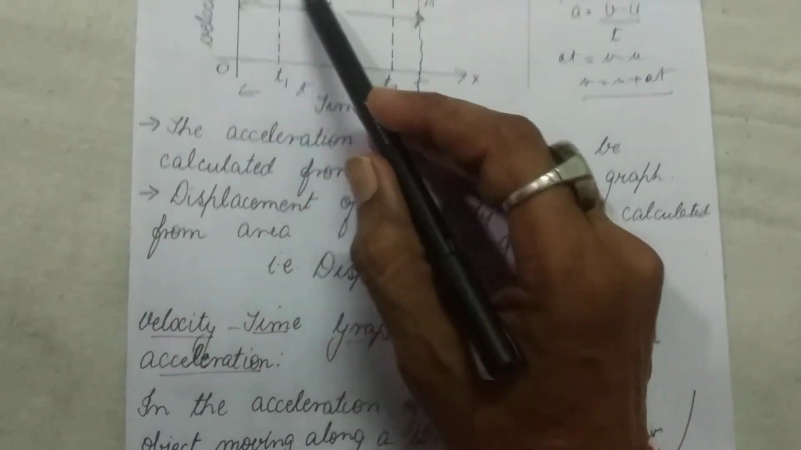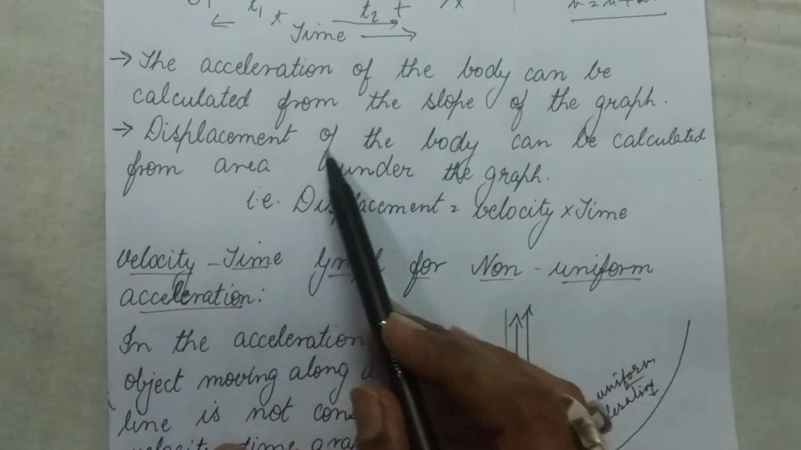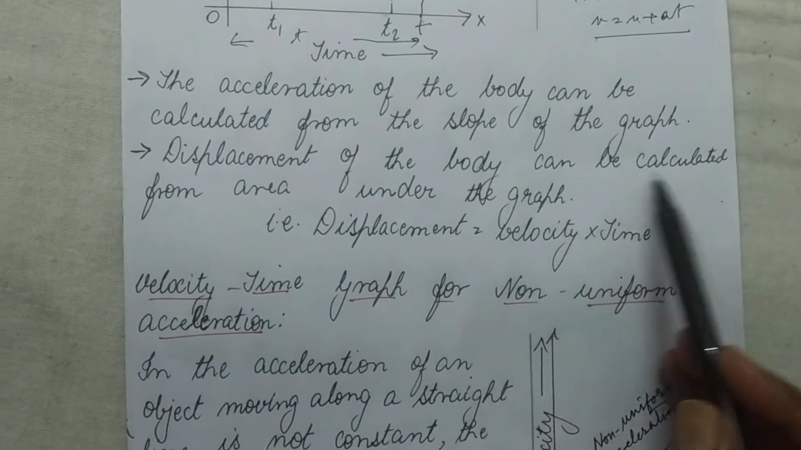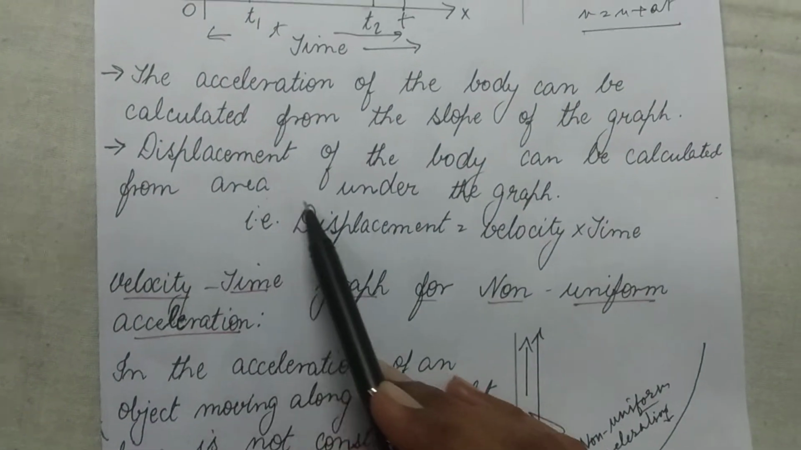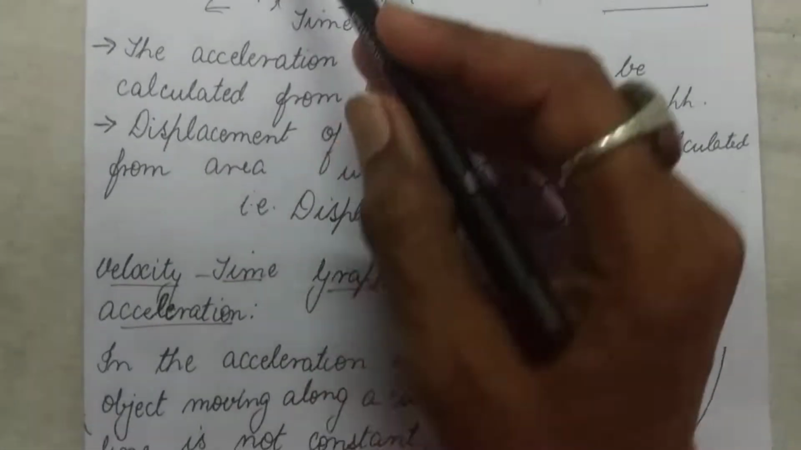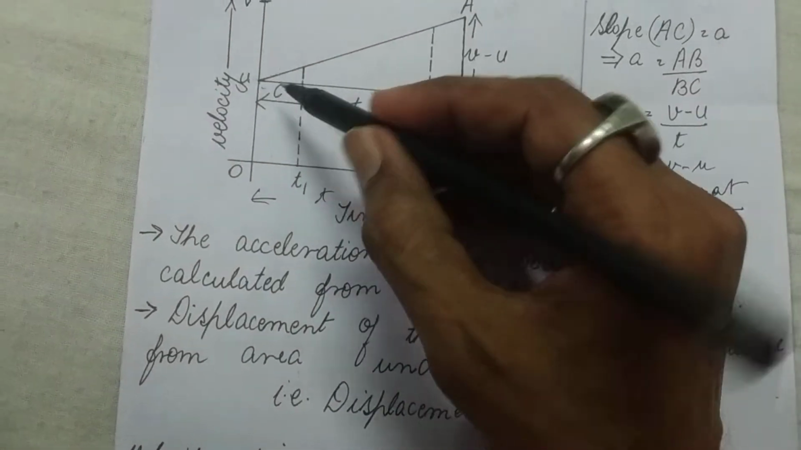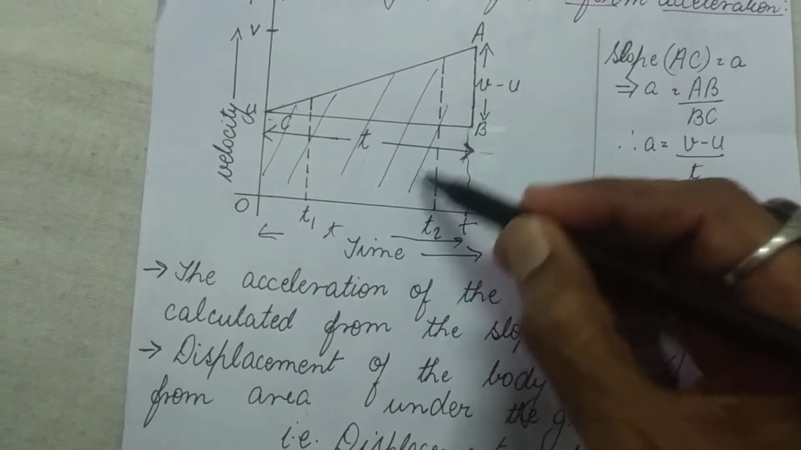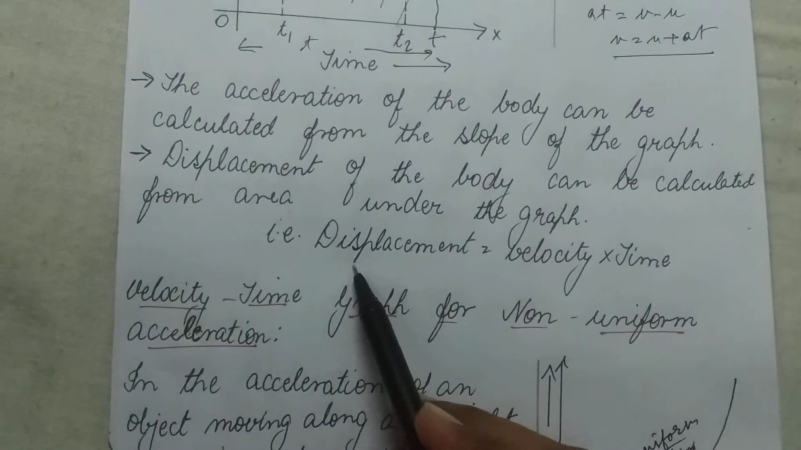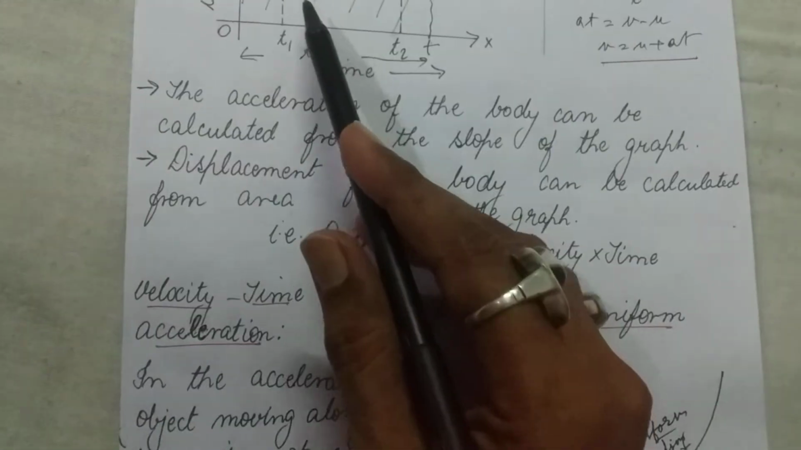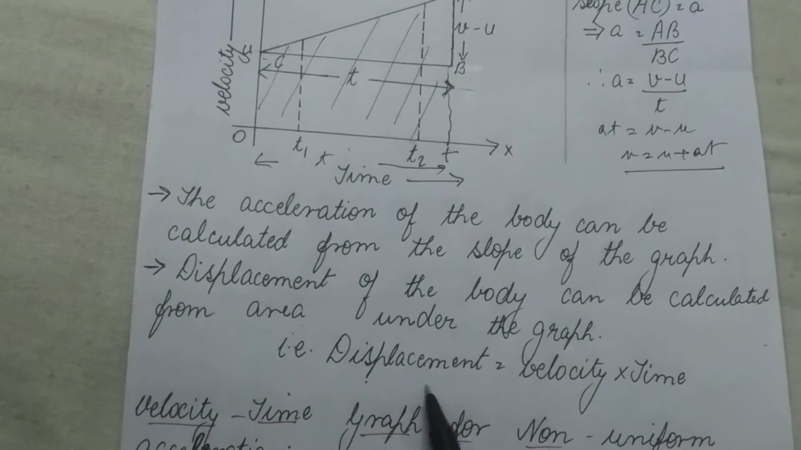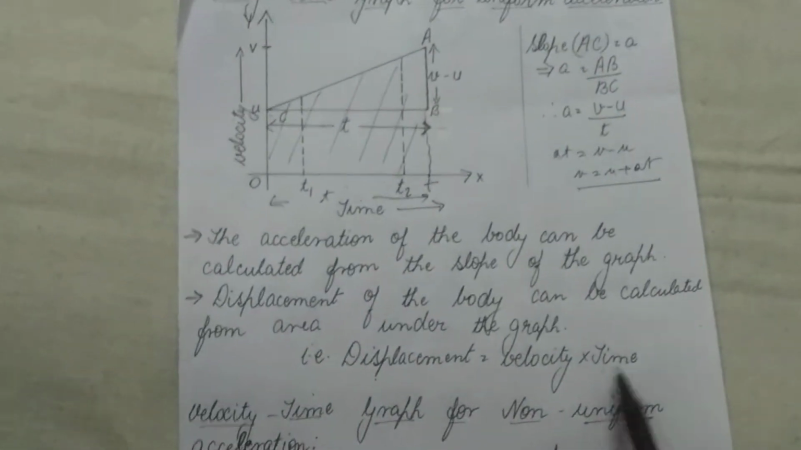From the slope of the graph we can calculate the acceleration, and the displacement of the body can be calculated from the area under the graph. This area we can find out as the displacement. The velocity-time graph gives the area, which gives the displacement. The displacement is equal to velocity into time.